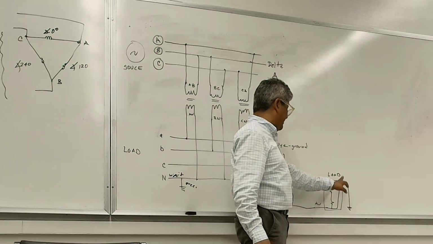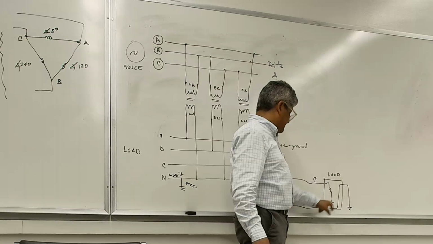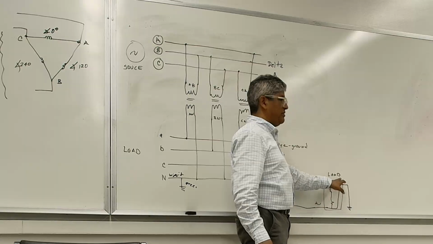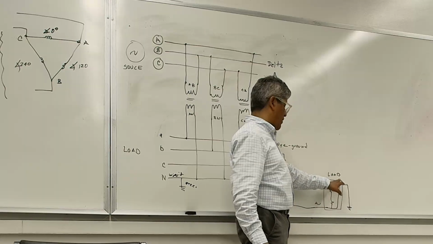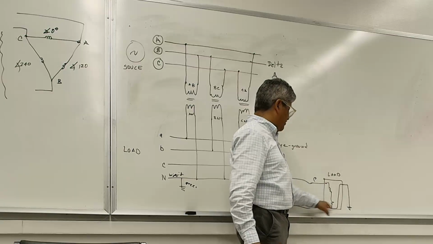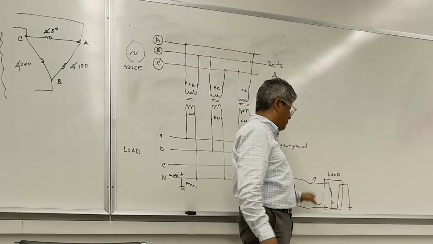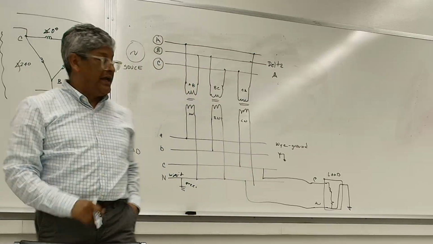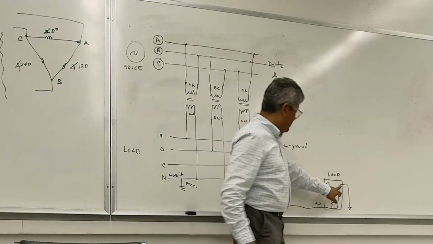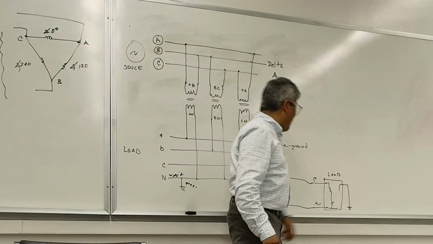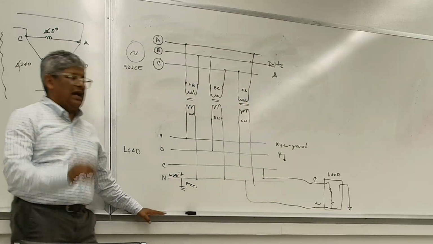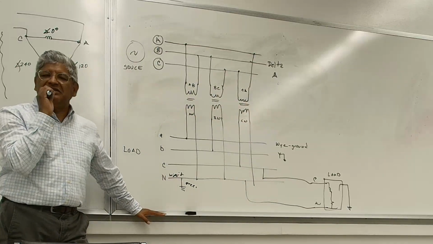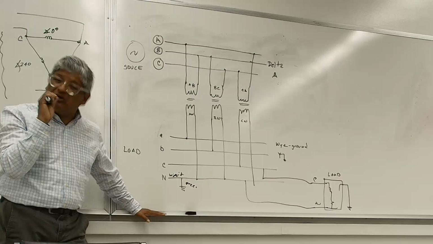Somebody, for whatever reason, makes this connection, and you can actually provide a path back to ground for current from the chassis, so from the metallic part of the load, right? The box, the case, whatever is enclosed. So this right here is a violation. And why will people do that? And by the way, it's not really uncommon.